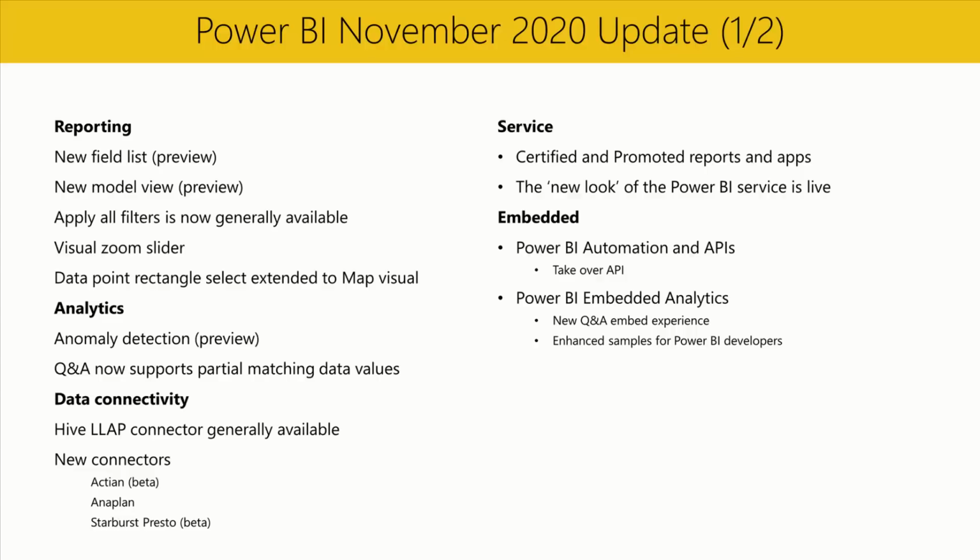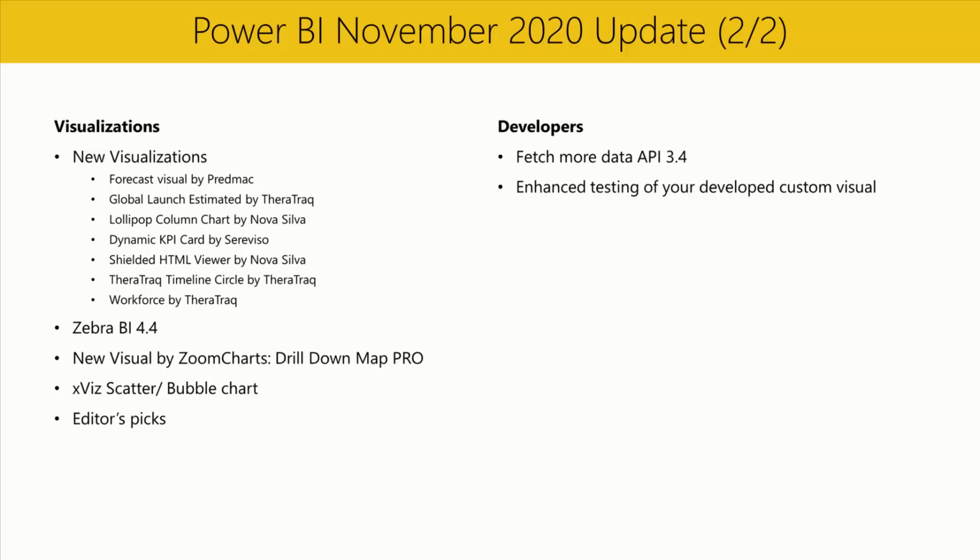In the visualization section, we have a variety of new and updated visuals available for you on AppSource. New this month, the Forecast visual by Predmac, the Global Launch Estimated by TheraTrack, the Lollipop Column Chart by Nova Silver, the Dynamic KPI Card by Ceraviso, the Shielded HTML Viewer by Nova Silver, the TheraTrack Timeline by TheraTrack, and the Workforce Visual by TheraTrack.